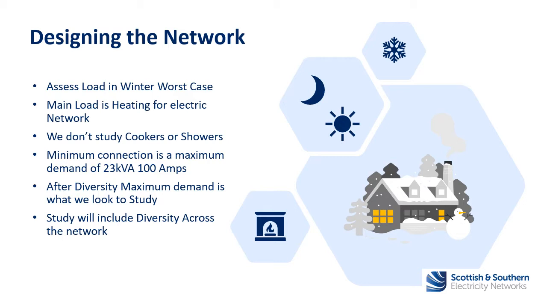Saying that, each property will still get a 100 amp supply, 23 kVA. However, we don't model the networks at 23 kVA. We look to model a diversified maximum demand, an after diversity maximum demand, on the network.